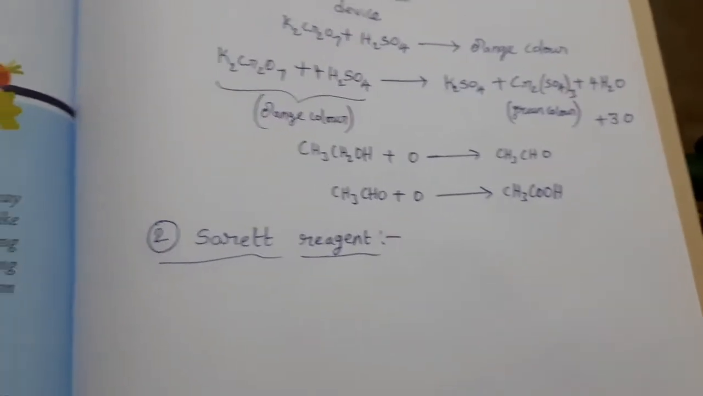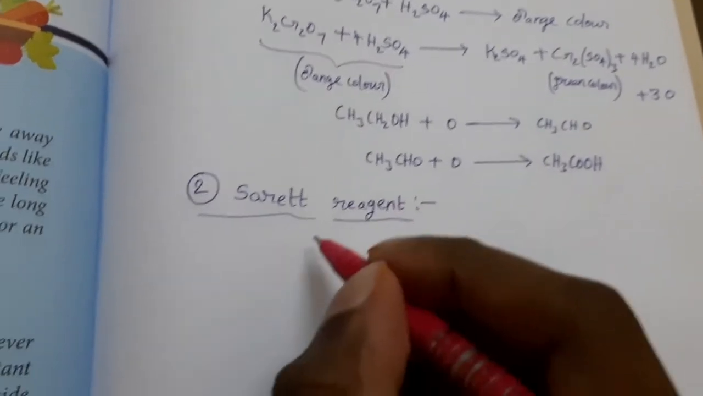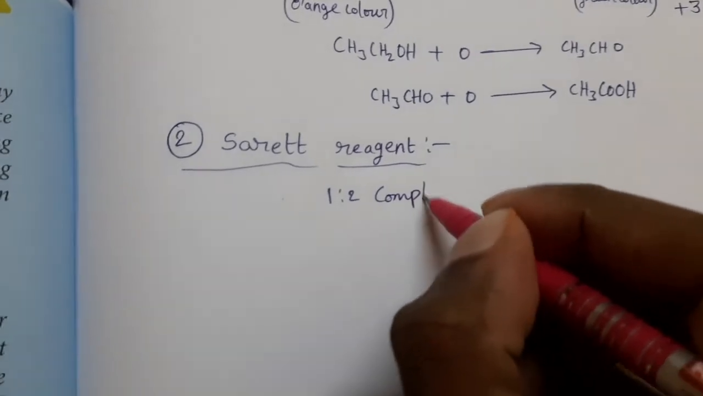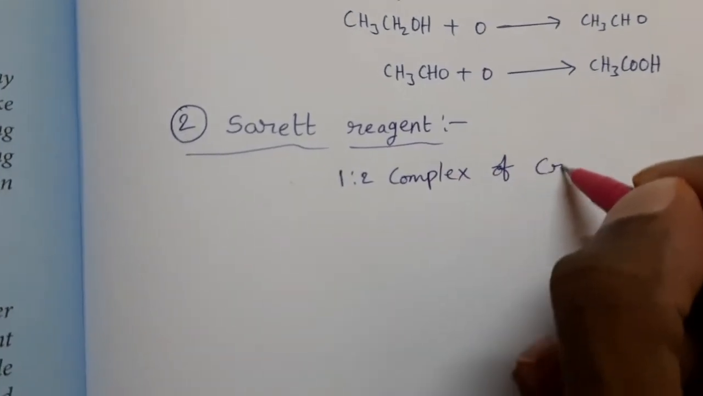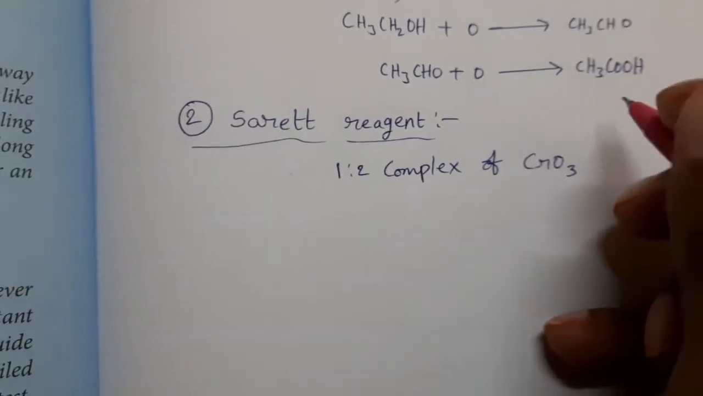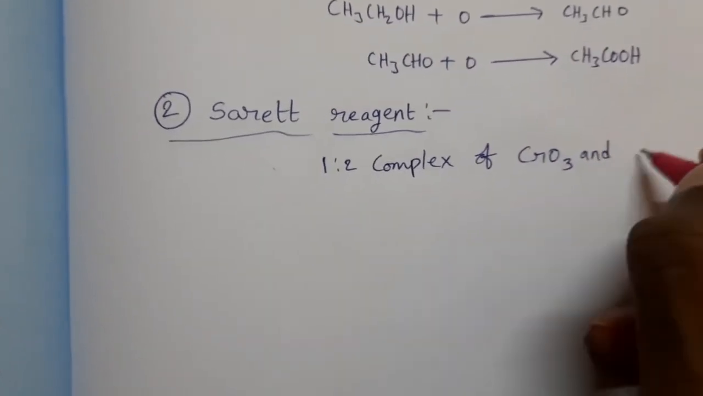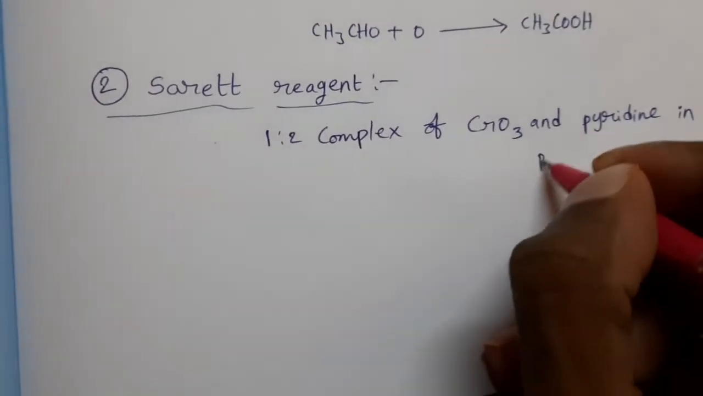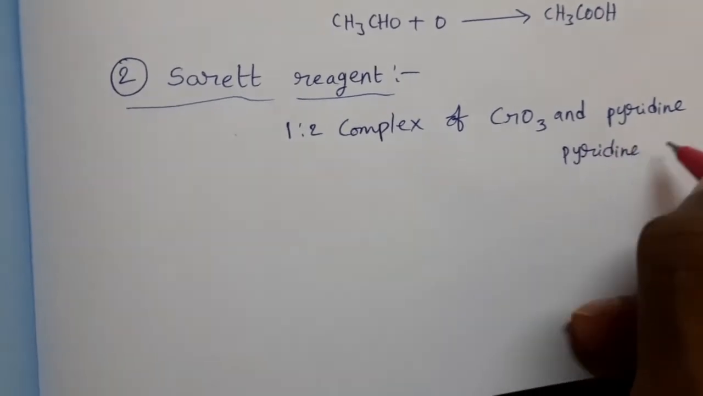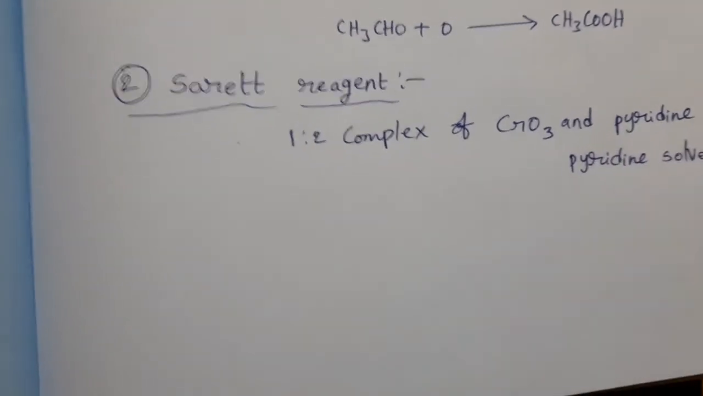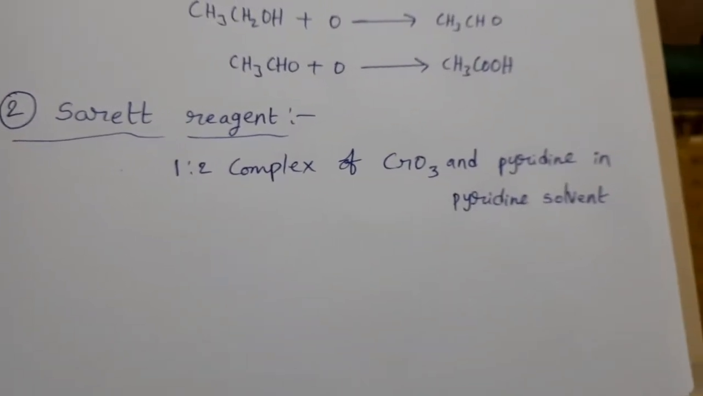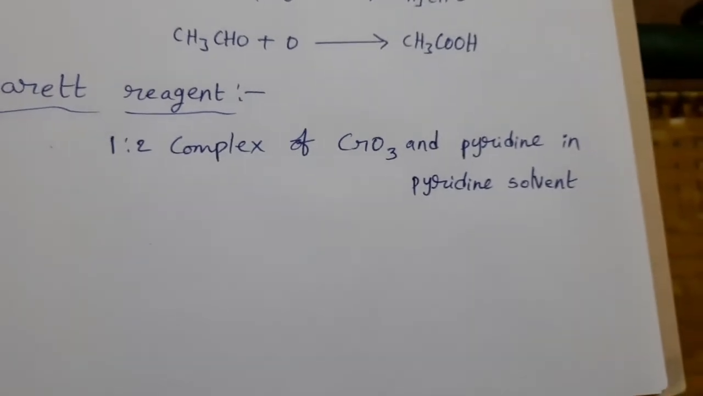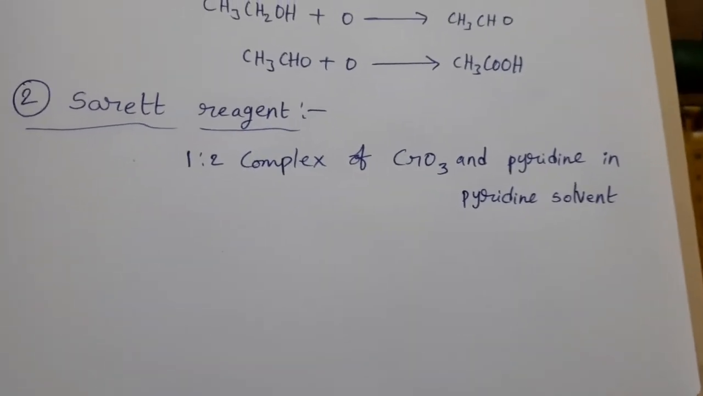Sarett reagent means it is a 1:2 complex of chromium trioxide, CrO3, and pyridine in pyridine solvent. Chromium trioxide CrO3 and pyridine are mixed in 1:2 ratio to form a complex in pyridine solvent. This reagent is called Sarett reagent.